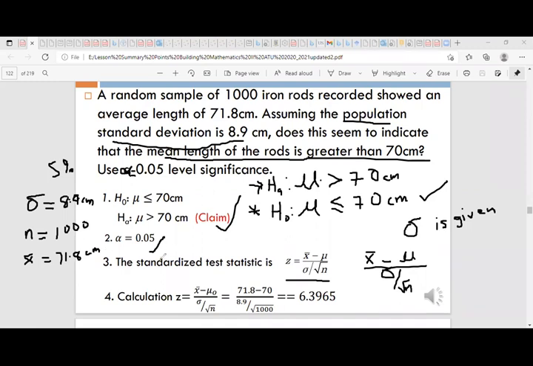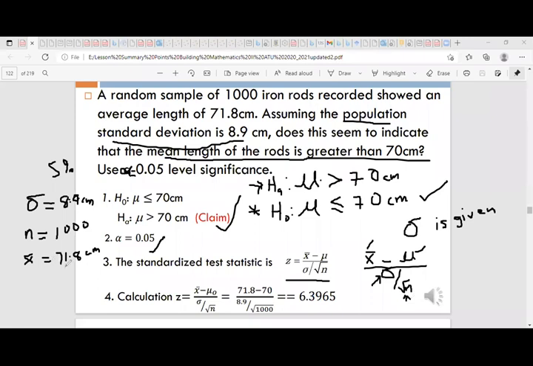X bar is known. The mu is the claim value, which is 70. That too is known. The standard deviation too has been provided. And then the sample size too has been provided. So we are just going to put them into the formula.